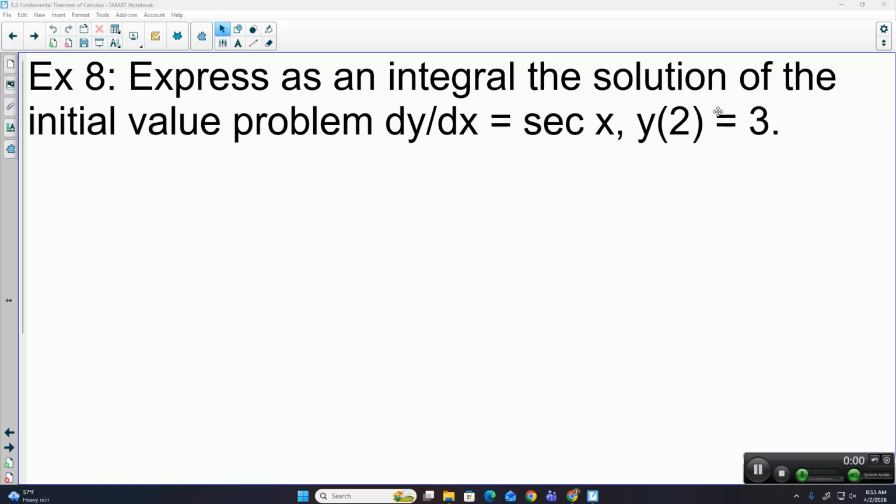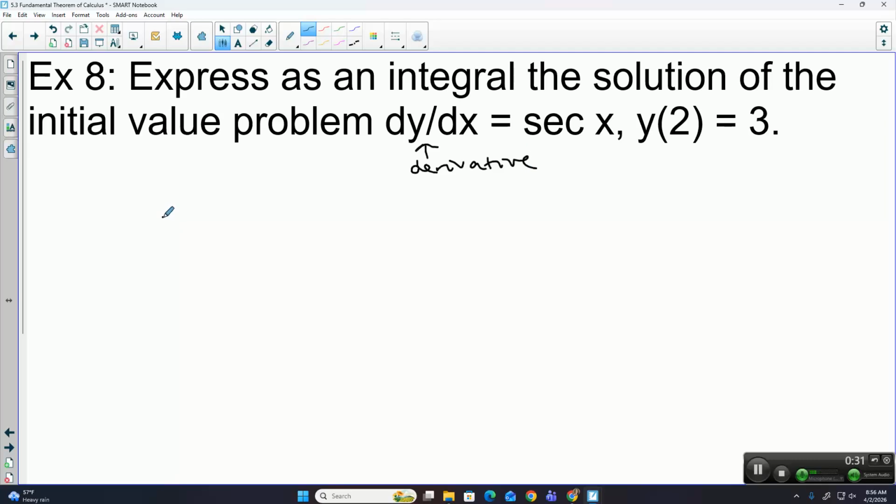Solution to the initial value problem. All right, remember on our test we had an initial value problem, which really just amounted to finding the constant of the integral when we were evaluating it. So this one tells me my derivative is secant x. That's what the dy/dx means, the derivative.